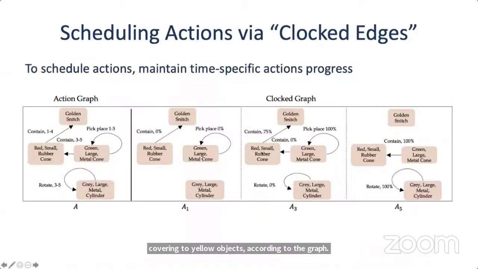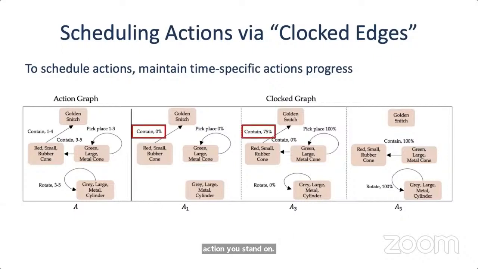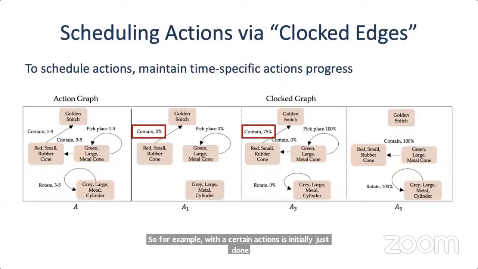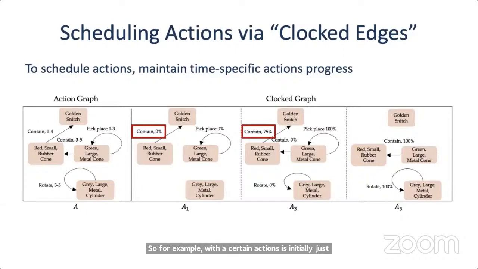To schedule the actions, we can basically maintain time-specific action progress in different time steps. We record the percentage of the action that is done. So for example, a certain action is initially 0% done, and then 75%, and then 100% done.